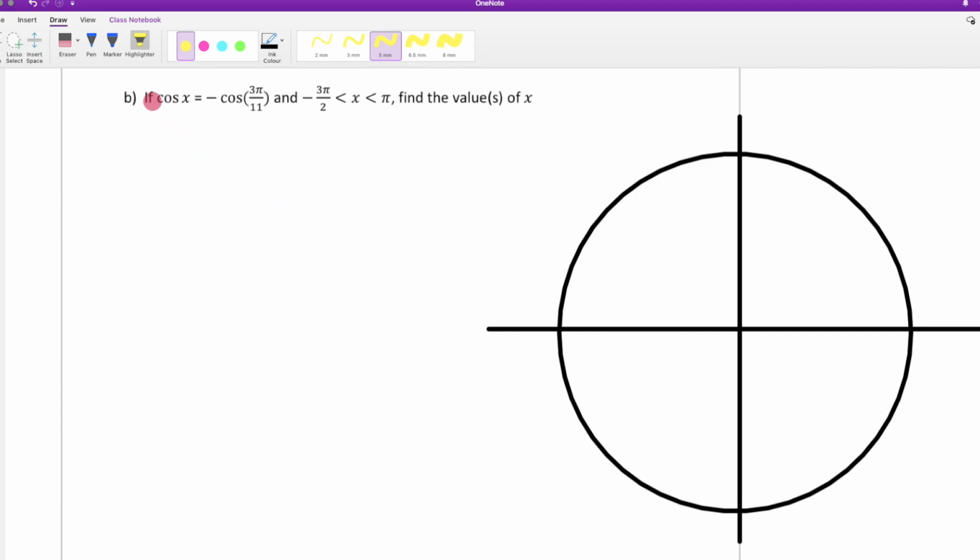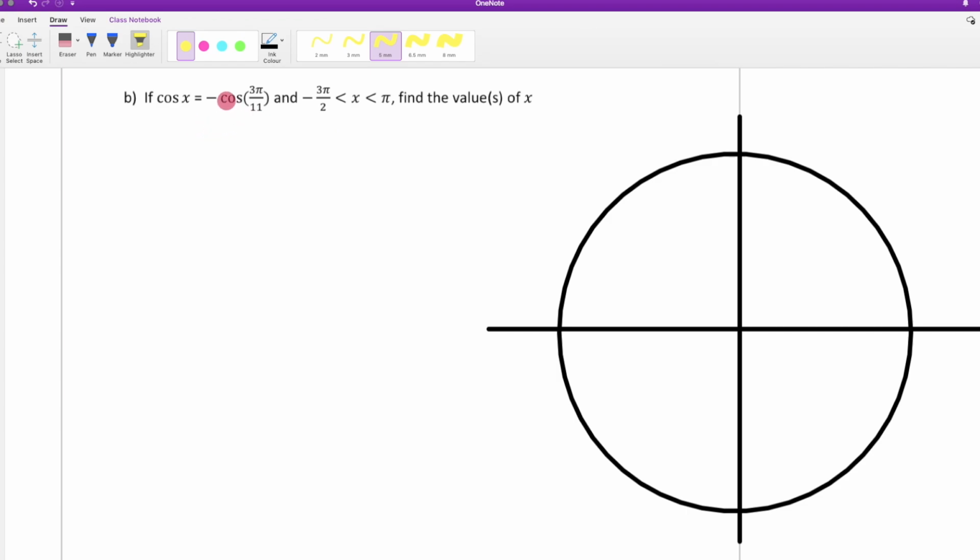So let's read it. If cos of x equals negative cos of 3 pi over 11, and negative 3 pi on 2 is less than x is less than pi, find the values of x. It's quite a mouthful. Now, this question is similar to what we previously did in our last question, but I'm going to approach it in a slightly different way, but utilizing the same principles. So let's begin by taking it really slow, because I fear that some of us might not even understand what this type of question is asking.